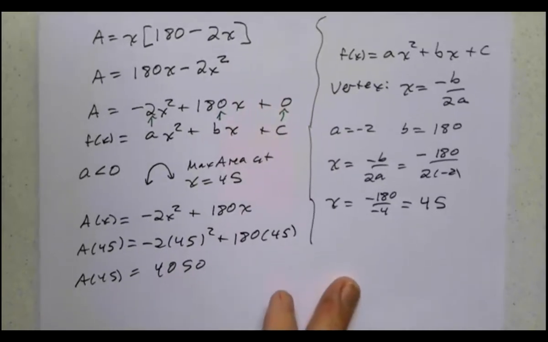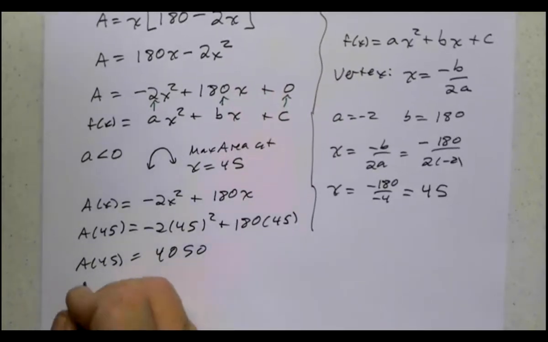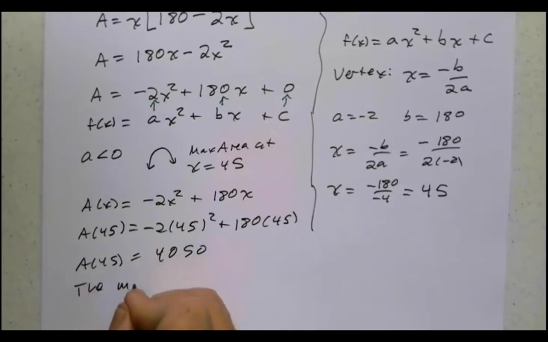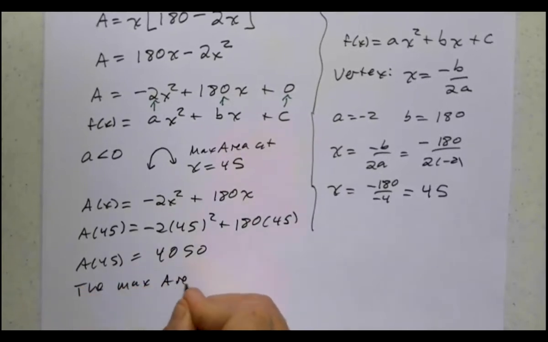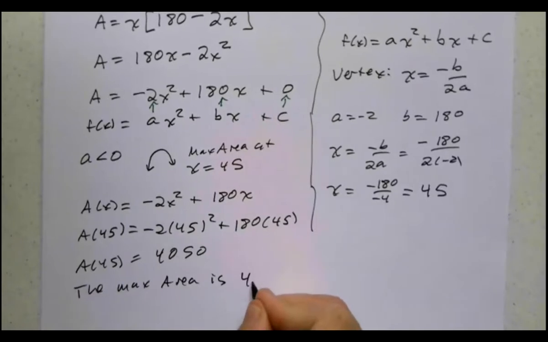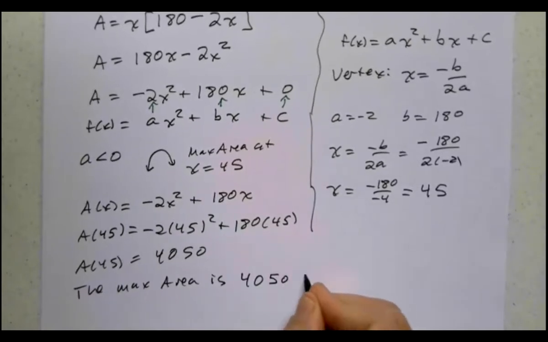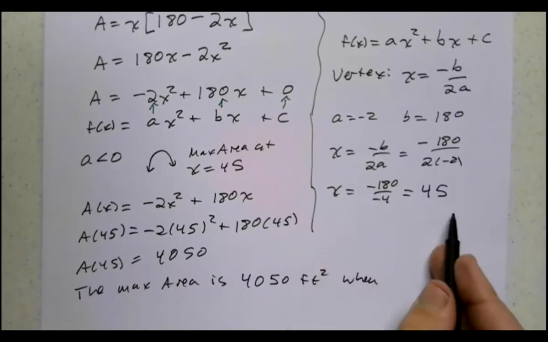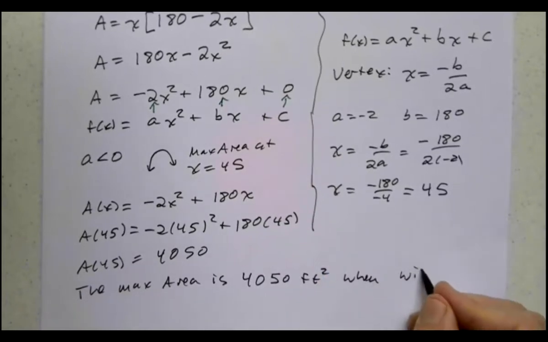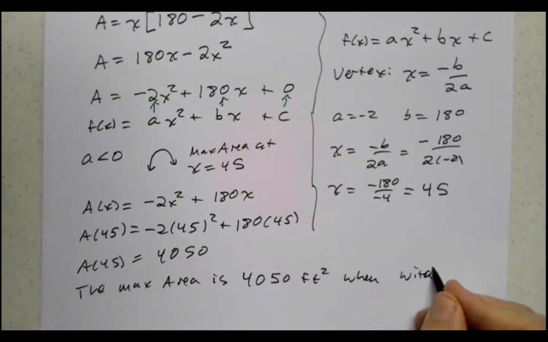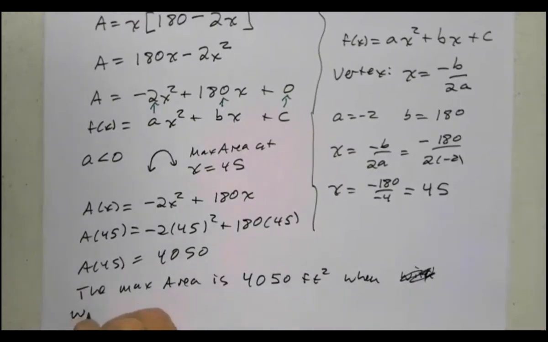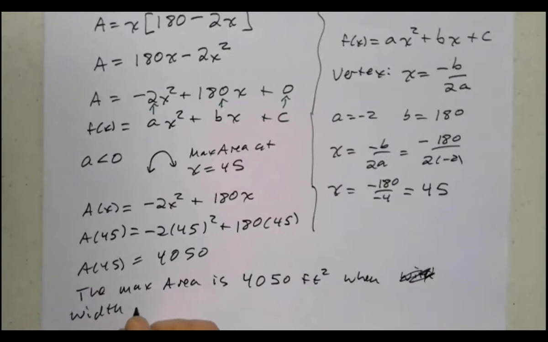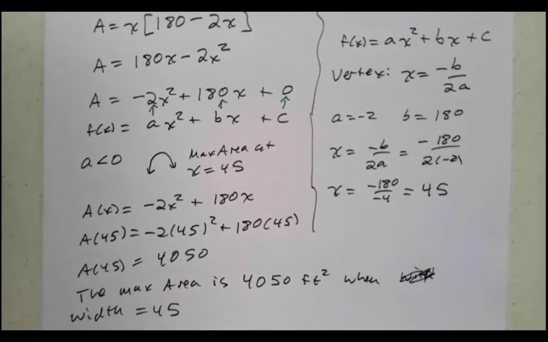So how do we conclude this? What do we say? The maximum area is 4,050 square feet when x was the width, when the width is 45.